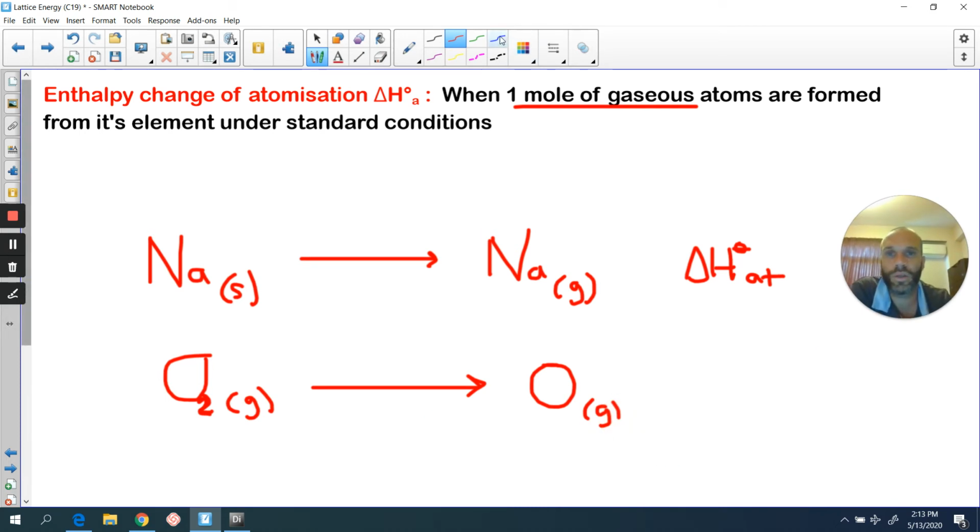Now you might be tempted to put a 2 in here to balance things out, but then you'd be messing up your definition, because remember you've got to form 1 mole. So you can't do that. So let's get rid of that. And hopefully you've worked out that you're going to have to put a half in here. So you're going to have to have half of that in there.